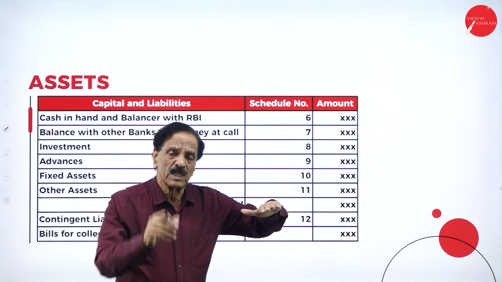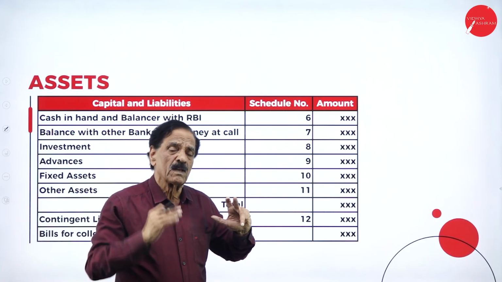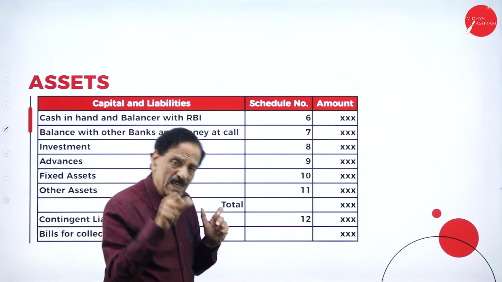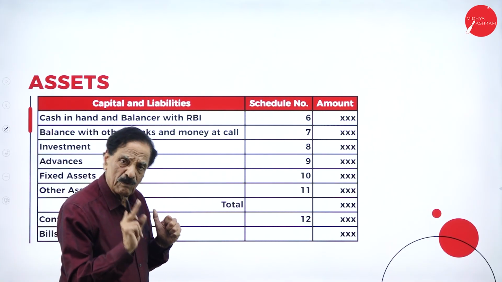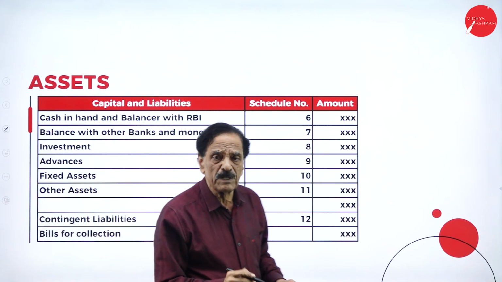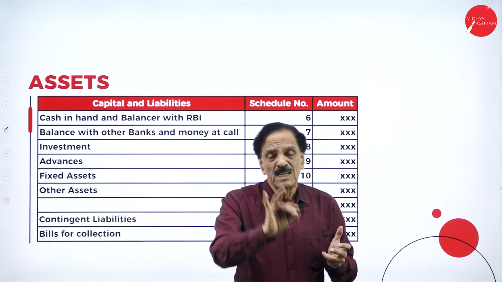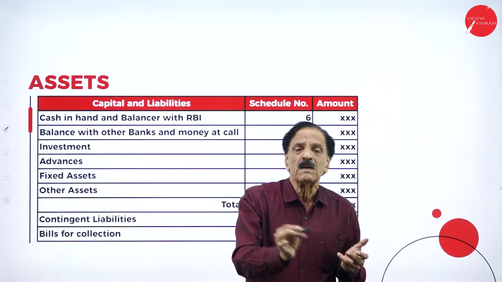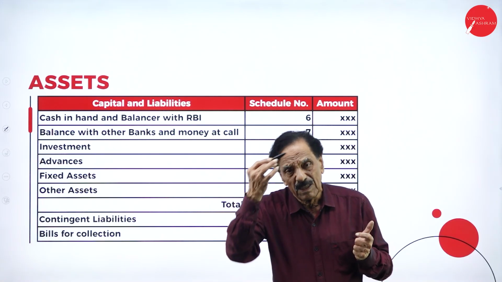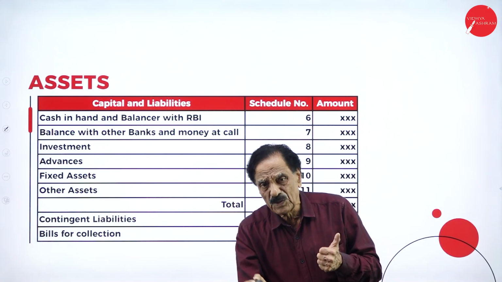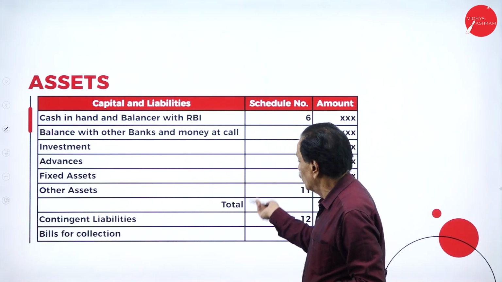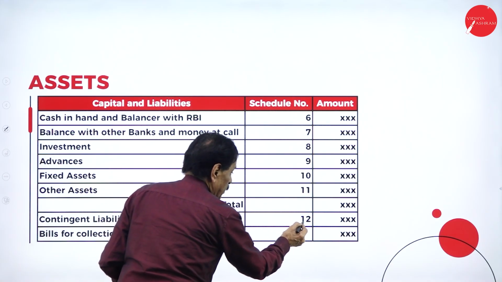So what is 6? Cash in hand, cash with RBI. 7, balances with other banks, money at call and short notice. 8, investment. 9, advances. 10, fixed assets. 11, other assets. I will repeat. 1, cash in hand, cash with RBI. Number 7, balances with other banks and money at call and short notice. 8, investment. 9, advances. 10, fixed assets. 11, other assets. Then outside the balance sheet, contingent liability, schedule number 12.